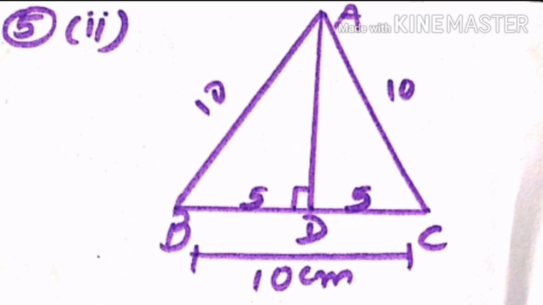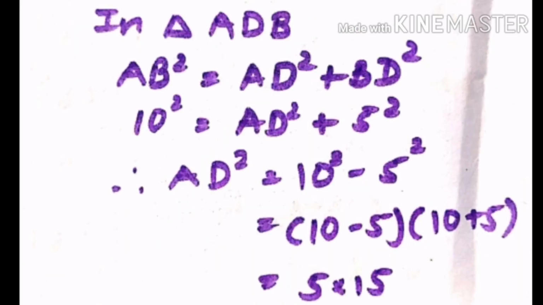AD is drawn perpendicular to BC, the base of an equilateral triangle ABC. Given BC is 10, find the length of AD correct to one place of decimal. So here you can see the figure. There is a property that when AD is perpendicular to BC, it divides side BC. Also, it is given in the question that it is an equilateral triangle. So if side BC is 10, the other two sides are also 10 centimeters, which we understand from the equilateral triangle definition. Now we have to find the length of AD.